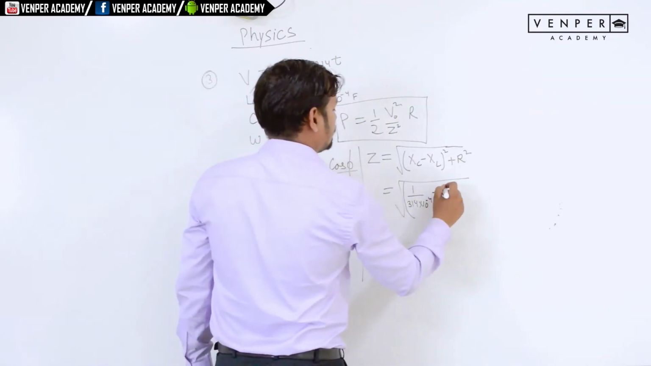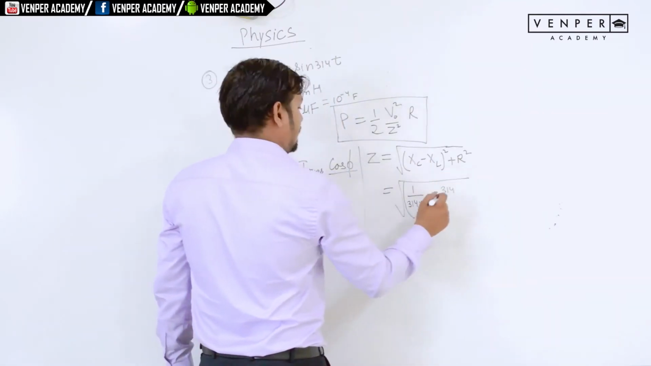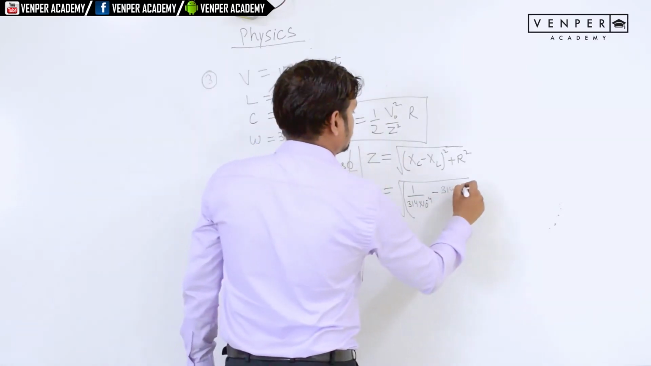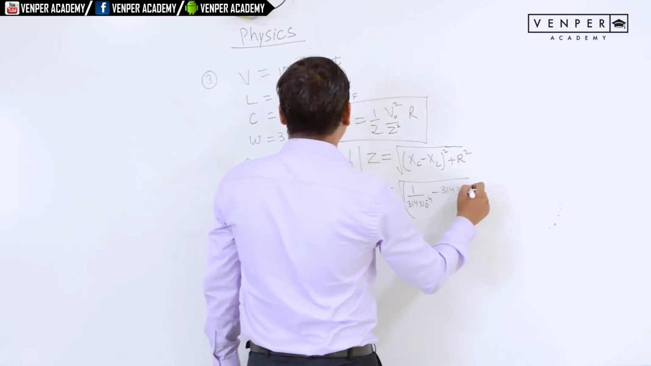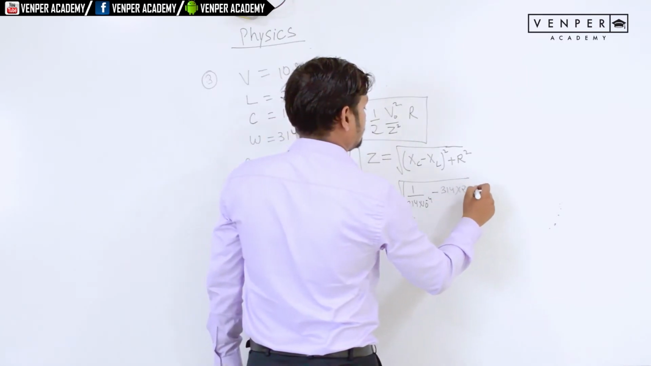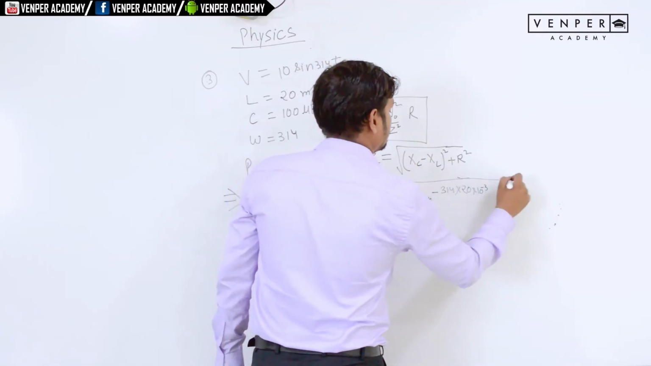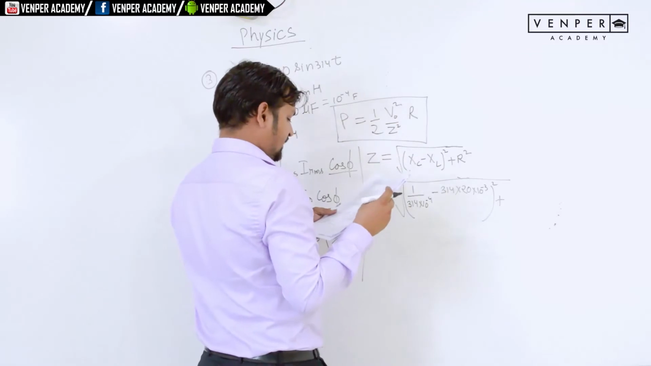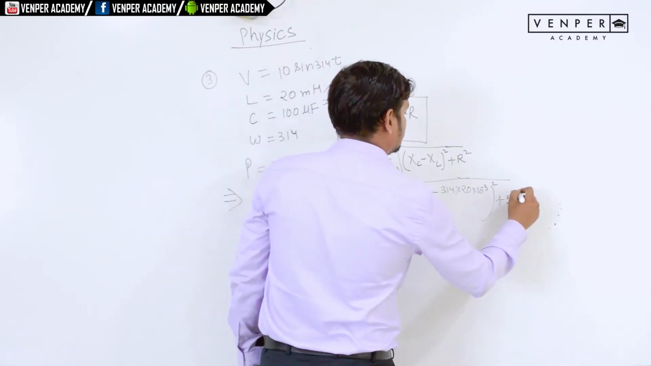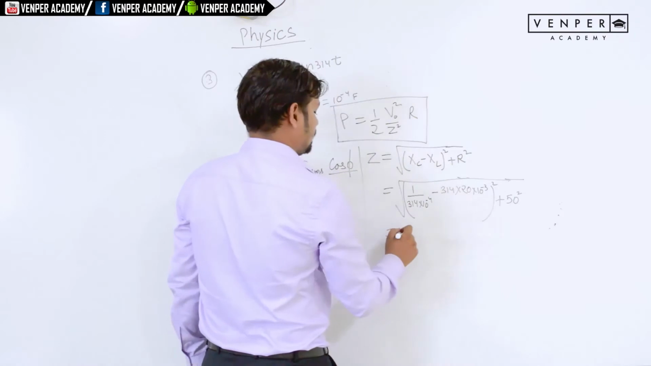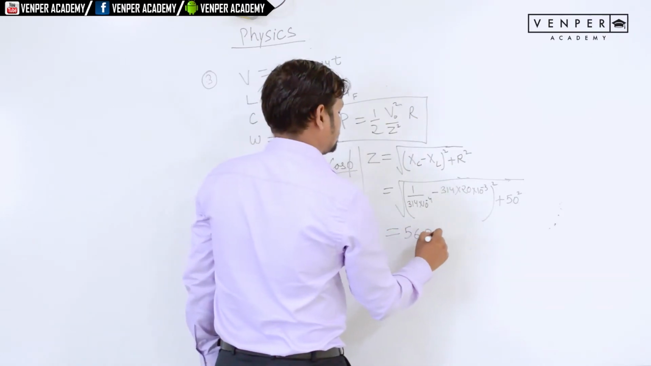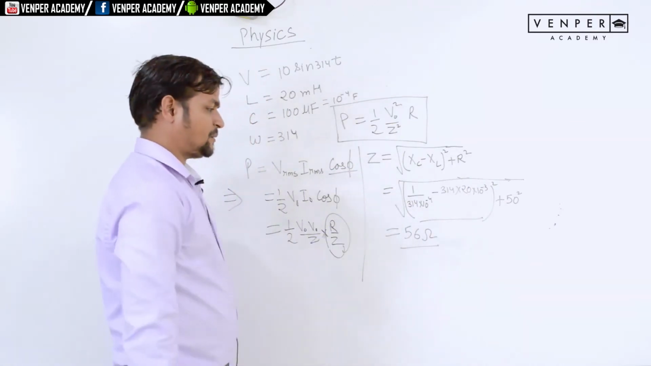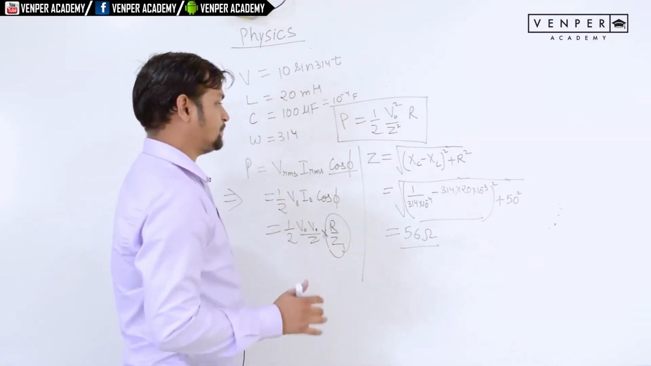Omega here is 314 and L is given as 20 millihenry. Millihenry means 20 into 10 raised to power minus 3. This is your whole square plus R square. Resistance here in this case is 50 square. So on solving this, you will get 56 ohm. Just solve this value, you will get the answer as approximately 56 ohm.